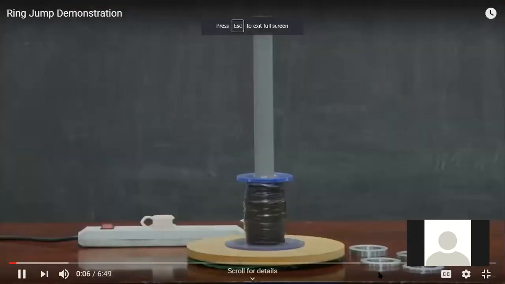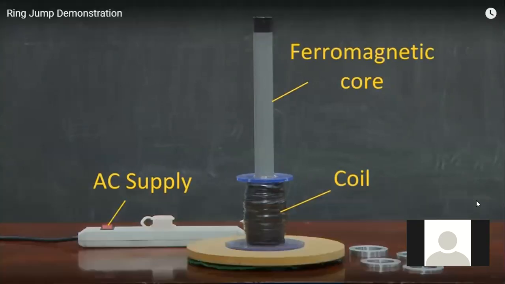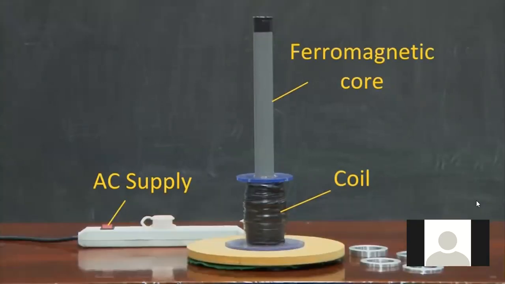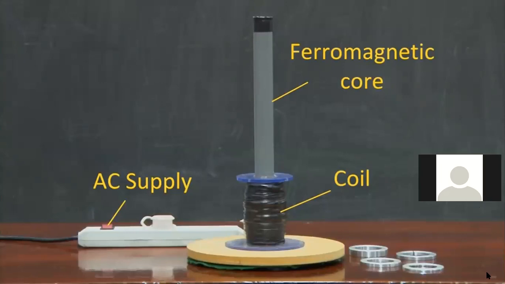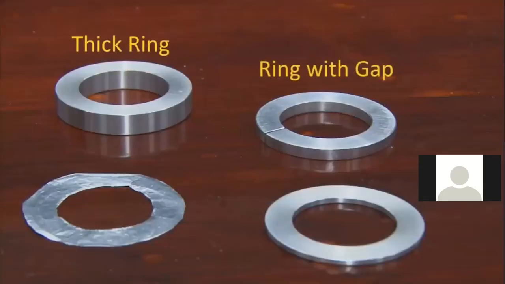Demonstration of Faraday's law of electromagnetic induction. A coil of wire, with a ferromagnetic core extending out of the coil. The coil is connected via a switch to the 240 volt line. There are several aluminum rings. Okay, you can use a lighter aluminum ring.